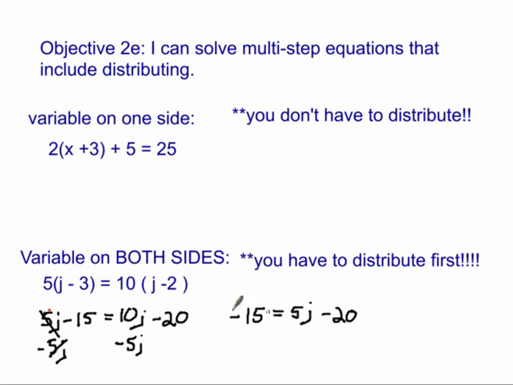minus 20. Now I'm down to a two-step equation. I can add 20 to both sides. They cancel out here, and I have negative 15 plus 20 is going to equal 5. Then I just need to divide both sides by 5. And my j equals 1.